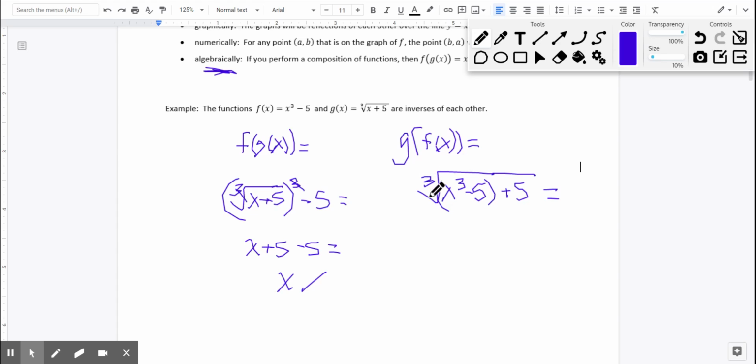Now notice in this work, you had to cancel out the cube and cube root first. Over here, you cannot cancel out cube and cube root first because these plus 5 and minus 5 are in the way. So for this one, you need to cancel out the 5 and minus 5 before you cancel out the cube and cube root. And since both come out to x, we have indeed verified or proven that we have inverse functions here with f and g.